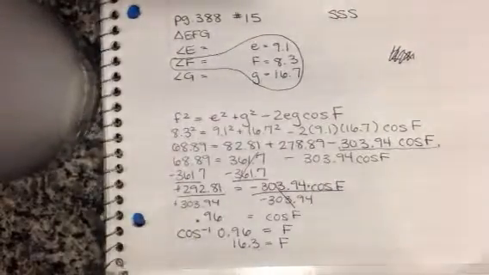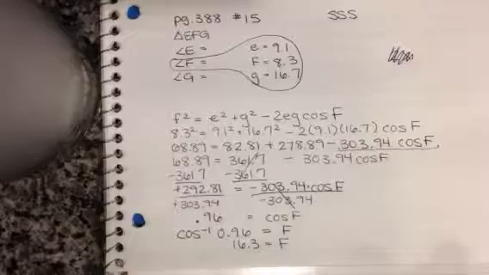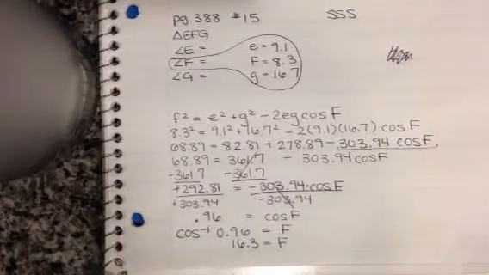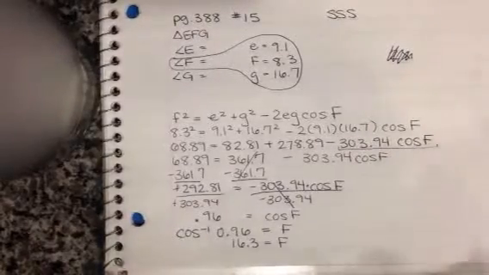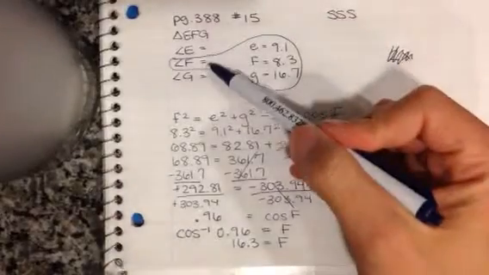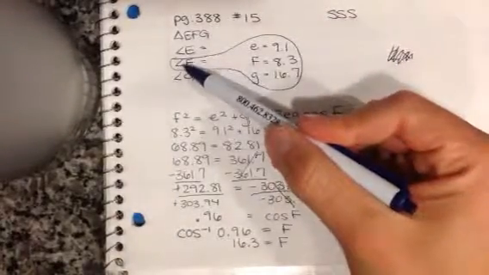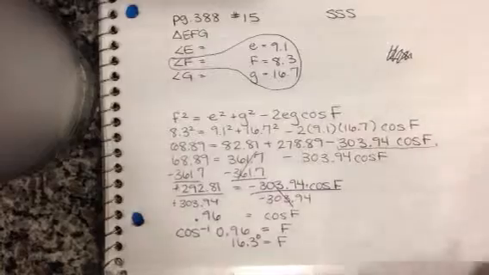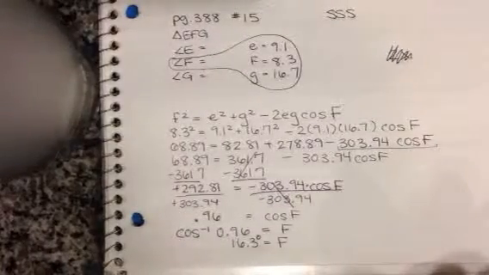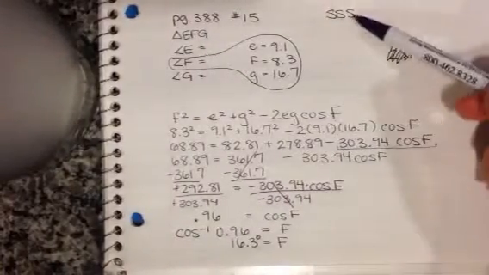16.3. Now, F, it is the big F, so is it a side or is it an angle? I'm going to look up here. It's an angle. So I need to put my degree symbol there. So this is how you find it using side, side, side.